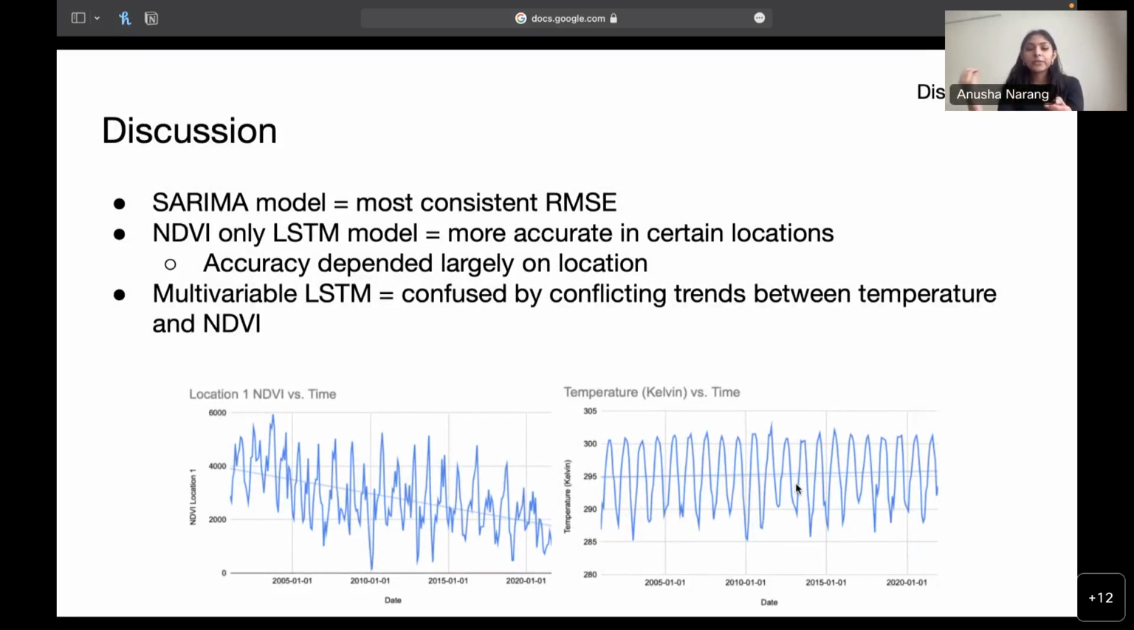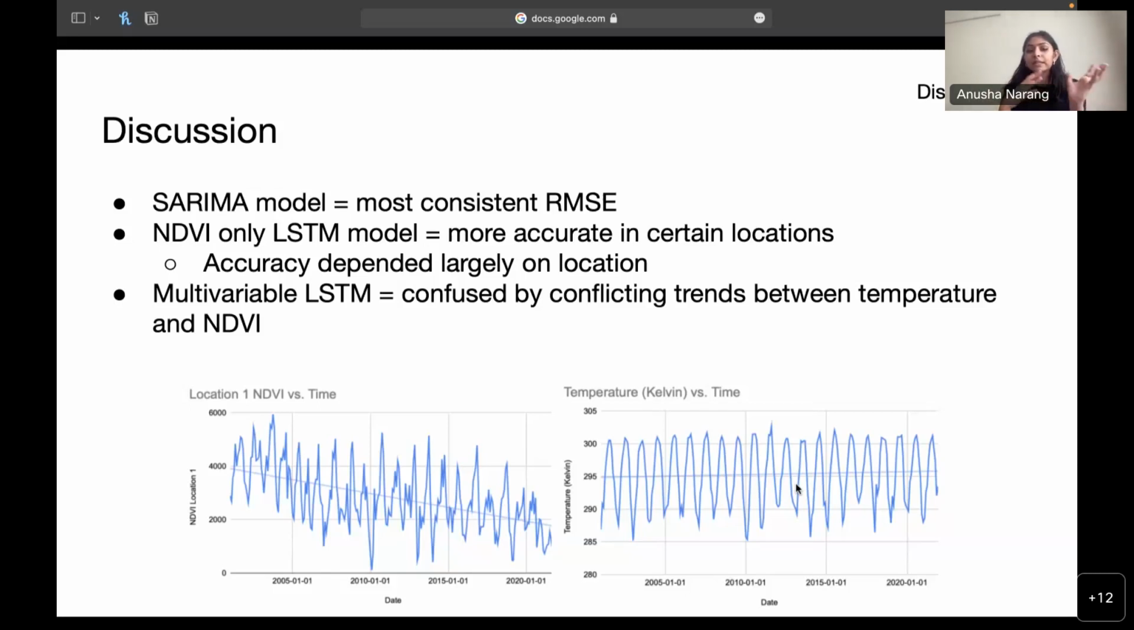was more accurate for certain locations, but it depended largely on the location. And what this indicates is that the model was too complex for the small data set that was used, and it actually overfit in certain locations, which means that it was too attuned to the data it was trained on, and it couldn't deal with the new data that it was given. And then the multivariable LSTM performed the worst.